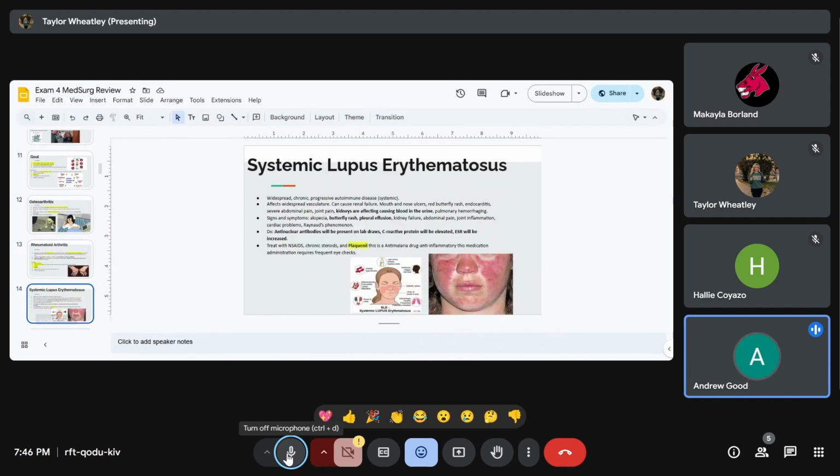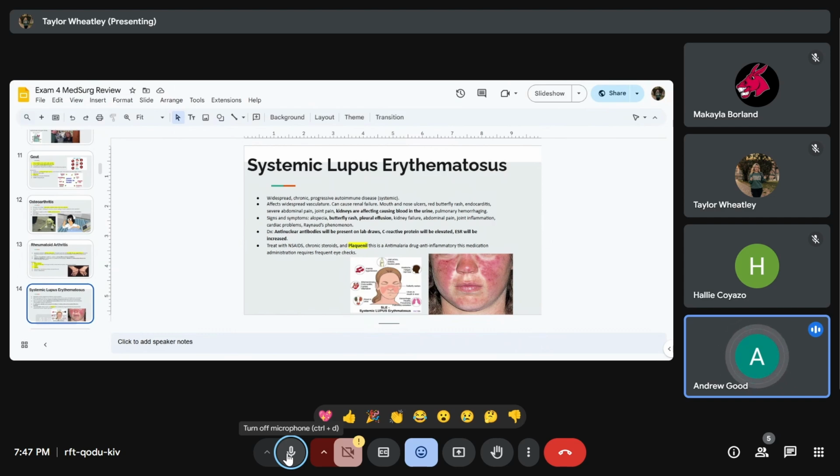Systemic lupus, this is a widespread chronic systemic progressive autoimmune disease. So it affects the vasculature in your body. It can cause renal failure, mouth ulcers, and because there's renal failure, it causes blood in the urine. That butterfly rash, that's huge for lupus. If there's anything on any test question with a butterfly rash, immediately go to lupus. No questions asked there, because that's a dead giveaway.